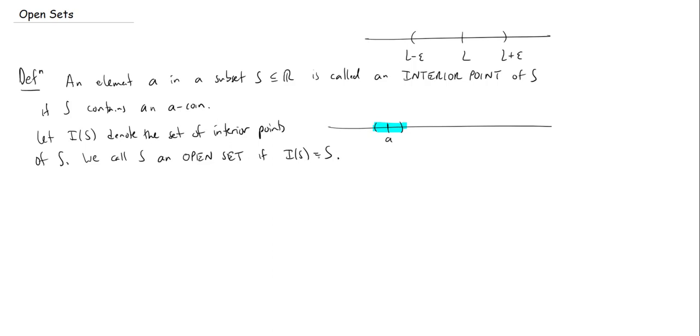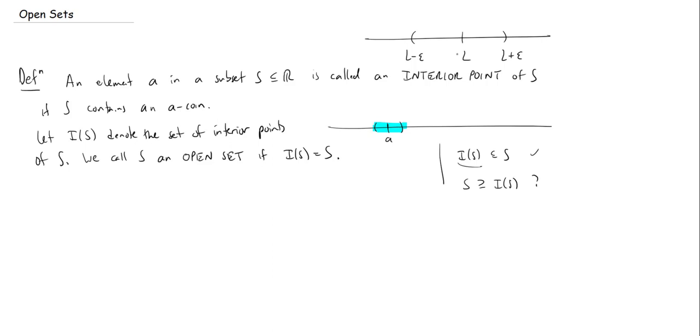If you think of this equality as being two subset inclusions, I of S is a subset of S, that's just clear by definition, right? You're only looking at points in S and asking, are they interior or not? So this direction is clear. It's the other direction that's at issue. Is every point of S an interior point? And if the answer to that question is yes, then S is an open set.